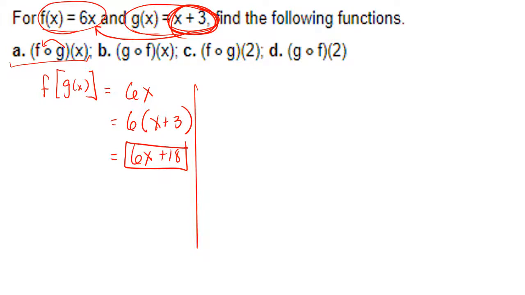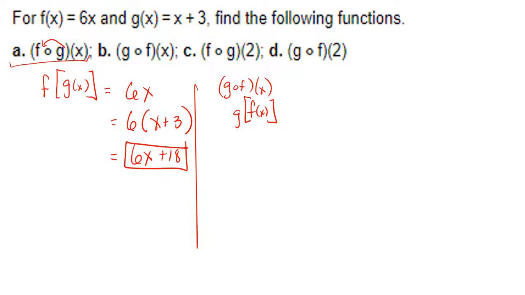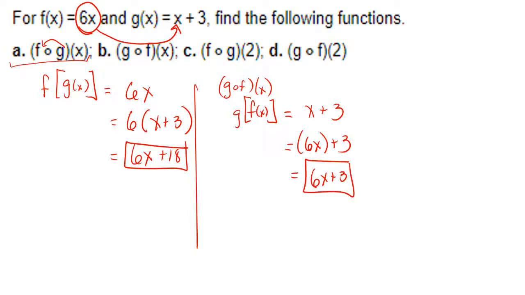Now part B lists this in a different way. It had the g first. That means that the f of x goes inside of the g function. Let me look at that another way. The f of x is the 6x. It gets substituted inside the g. So instead of x plus 3, I now have 6x plus 3. And there's nothing to work out mathematically, so 6x plus 3 is the answer.